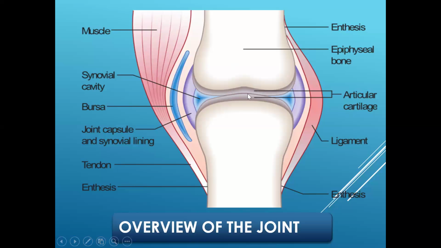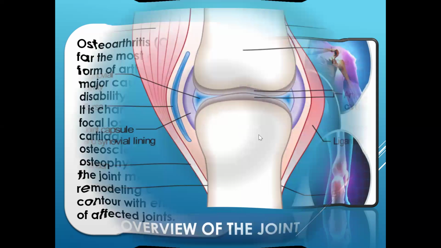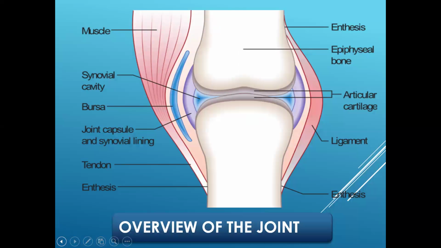However, in osteoarthritis, there is destruction of all of this, which leads to what we said earlier: loss of focal articular cartilage, subchondral osteosclerosis, osteophyte formation at the joint margin, and remodeling of the joint contour. The joint shape is changed because of the destruction that happens in this joint.